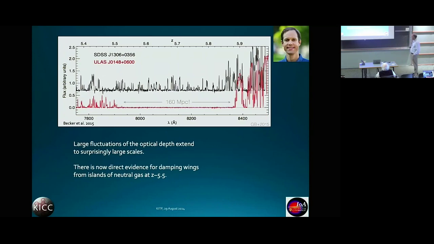So this is from a paper in 2015, 10 years ago, where George shows 2 spectra, where in one you still have a lot of transmission, many transmission spikes, and the other one is completely absorbed. Completely absorbed doesn't necessarily mean that the gas is neutral, as I just showed, but what's really remarkable is the scales over which these differences are, 160 megaparsec. Over these scales, I think the universe should actually, in terms of density, already be pretty smooth, so there must be something else going on.